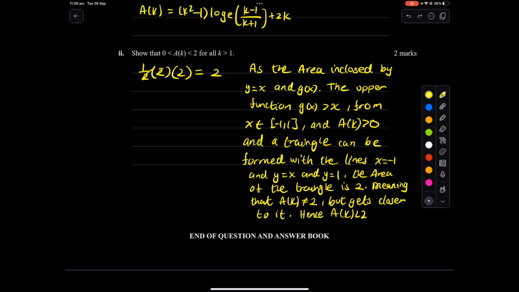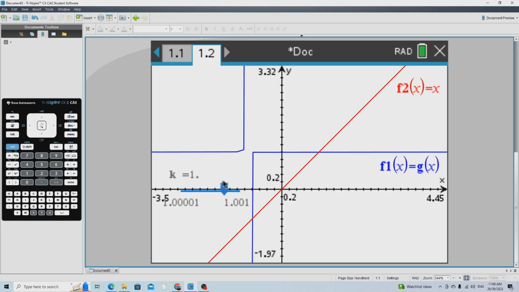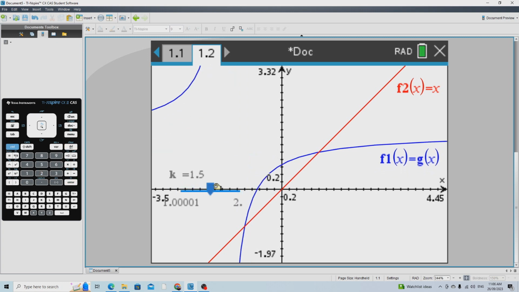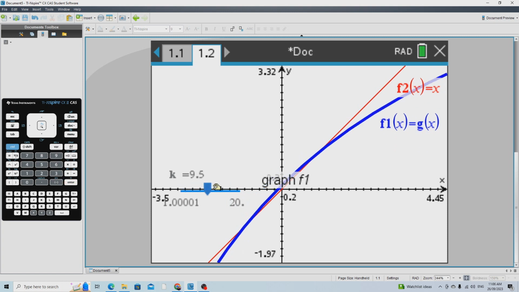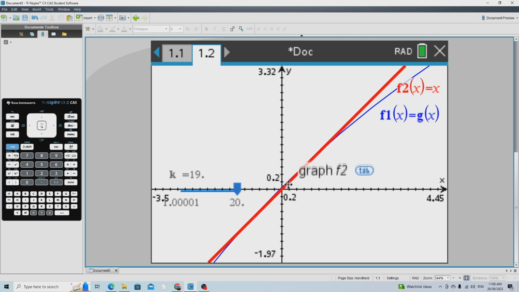If we have a look over here again, what can we see? Let's put this back to 2. We can see that as we increase k, we still have an area enclosed, and we will always have this area enclosed. It looks like g of x is becoming y equals x, but we can still see a slightly enclosed area, so the area never actually equals 0. It gets very close to 0, but will never actually equal 0. So that's why we would say that.